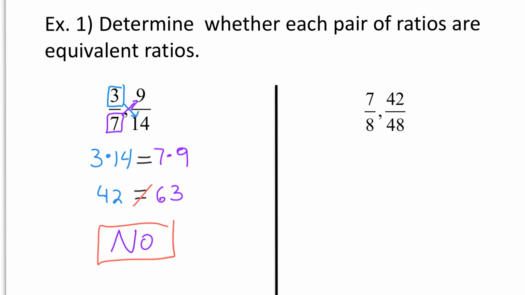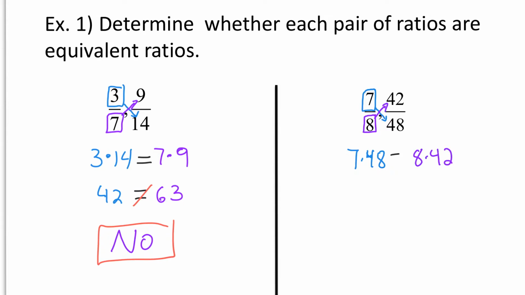Let's try the next example here. I'm going to do the same thing. I want to check if 7 over 8 is equivalent to 42 over 48. So I'm going to cross multiply. I take the numerator of the first fraction and multiply by the denominator, so 7 times 48. And I take the denominator of the first fraction and multiply by the numerator, 8 times 42.